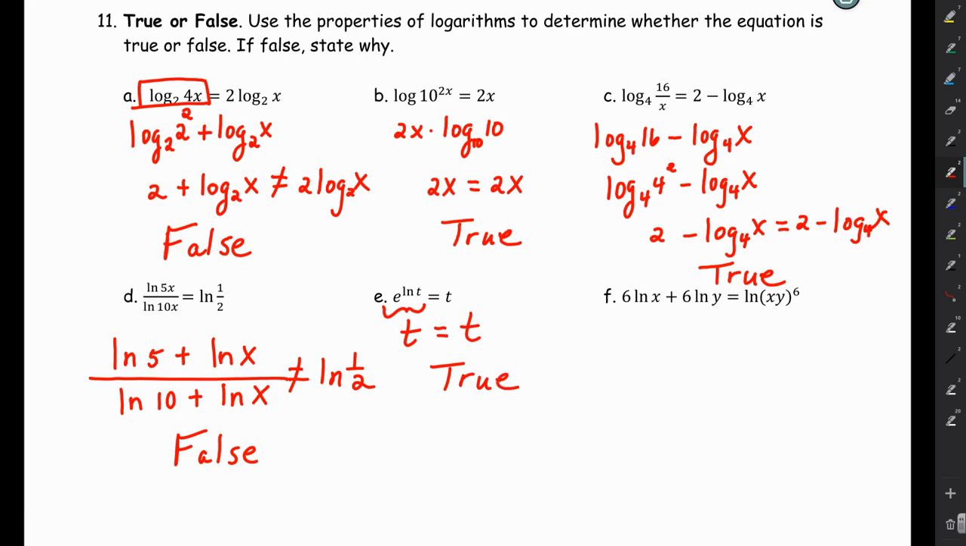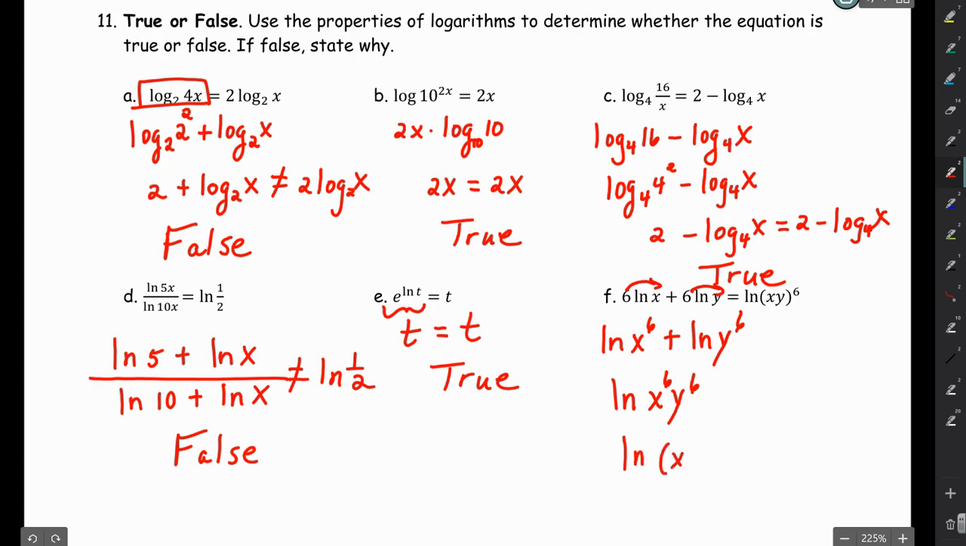And then the last one, I think I could bring the 6 up here and the 6 up here to start. There's addition between, so when I combine them, it would be multiplication. And that could be rewritten as ln of x, y to the 6th power. That does equal what's on my right side. So this last one is true.